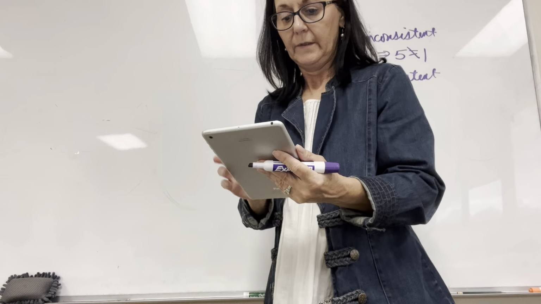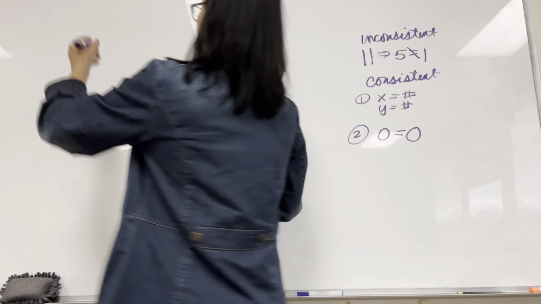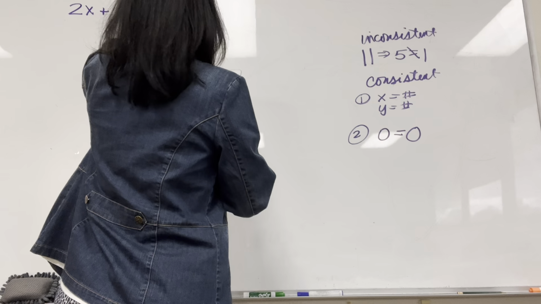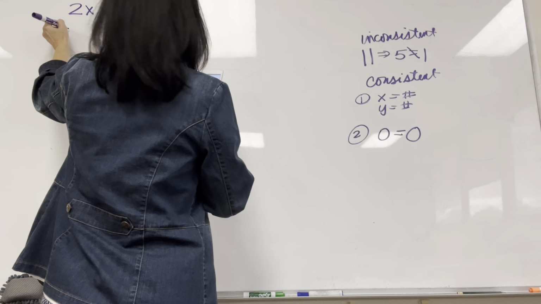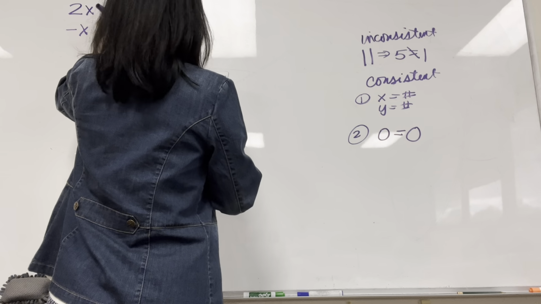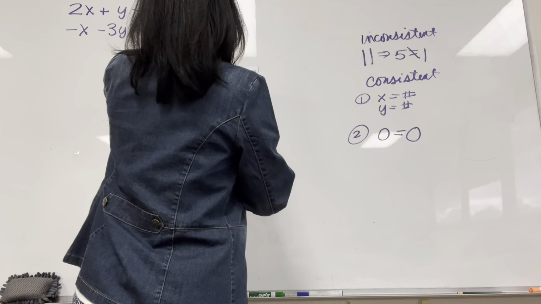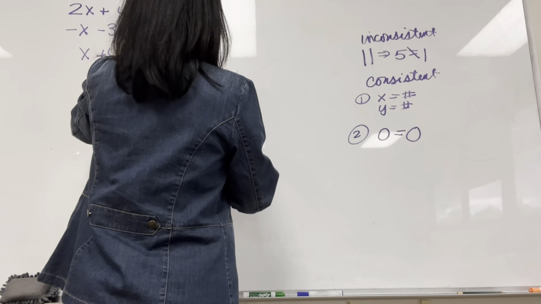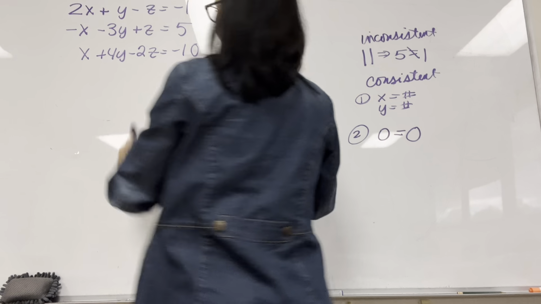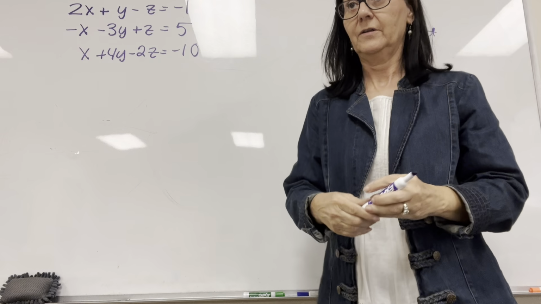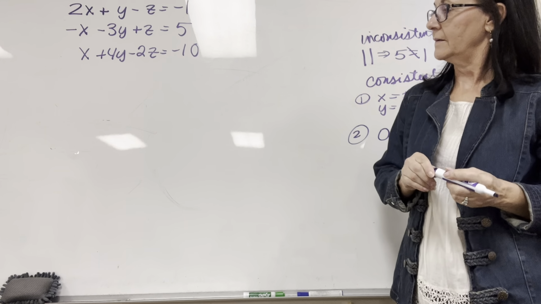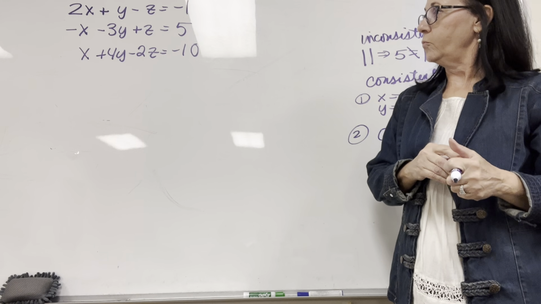All right? Now let's move on to a 3 by 3. So here we have 2x plus y minus z is negative 1. We have negative x minus 3y plus z is 5. And we have x plus 4y minus 2z is negative 10. Do you remember how we solved these in Algebra 2? Yes, Corey? You do the first 2, and then whatever you get from that, you plug into the third one. And then you get the variable.